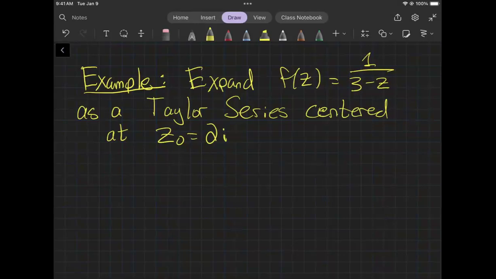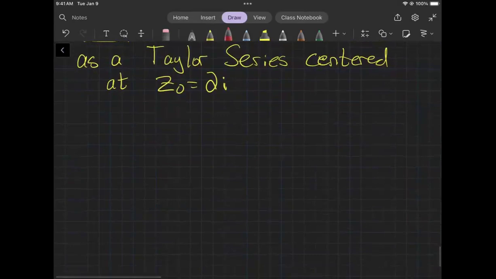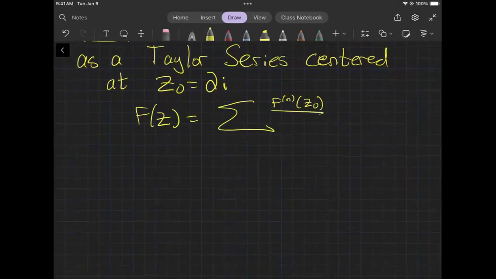All right, so I assumed you worked on this example. Let's see how you would formulate it. Okay, so by definition of a Taylor series, we want to write out f of z as a sum, k equals 0 to infinity, of the kth derivative at z naught divided by k factorial times z minus z naught to the k power.